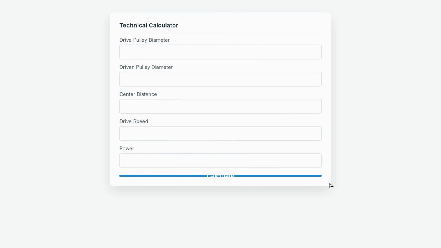Here's a worked example. I'll enter 10 inches for both the drive pulley diameter and driven pulley diameter, 10 inches for center distance, 10 RPM for drive speed, and 10 horsepower for power. After clicking Calculate Belt Drive Parameters, we get 4 results.